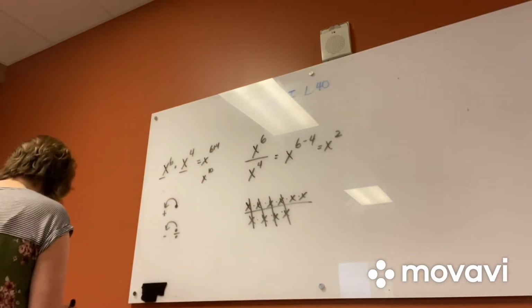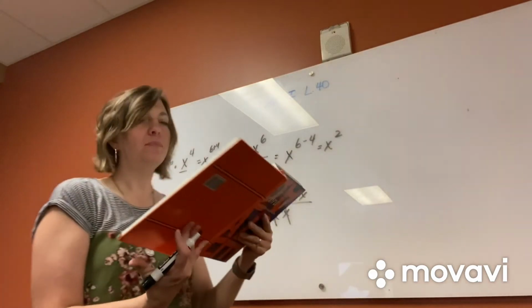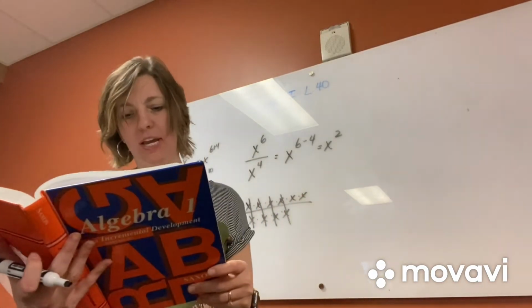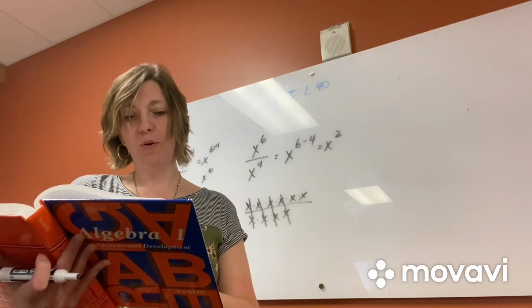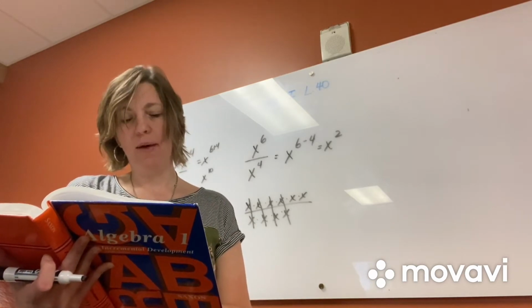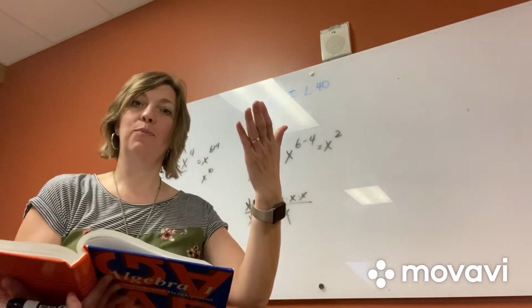All right, so we're looking at lesson 40, and it does talk about the quotient rule, and also don't forget the negative exponents. I want to bring those up.